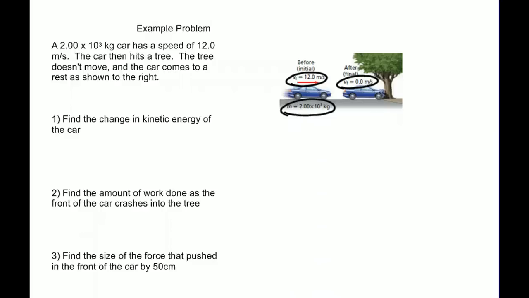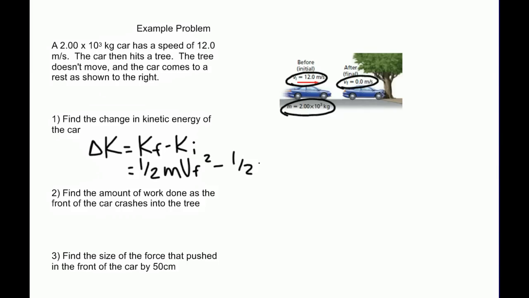And welcome back. So our change in kinetic energy, delta K, is going to be equal to K final minus K initial. K final, that's 1/2 m times V final squared minus 1/2 m times V initial squared. So the result is that our change is negative 1.44 times 10 to the 5th joules.